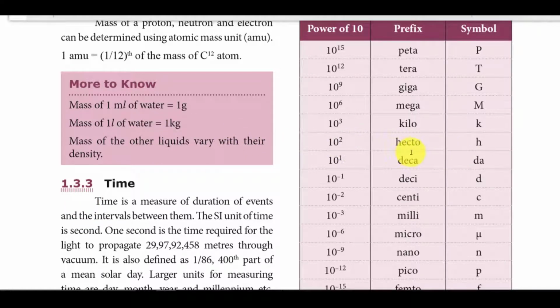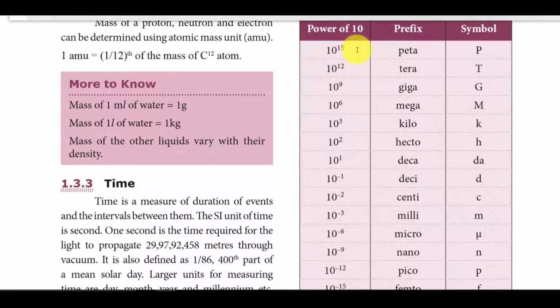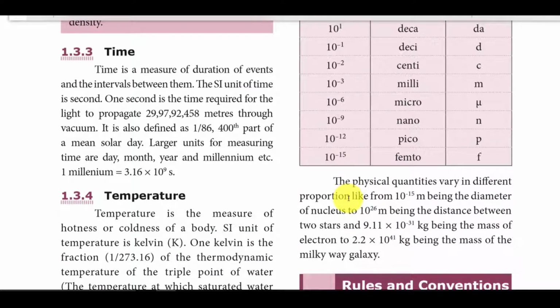10 to the power of 2 is hecto, 10 to the power of minus 2 is centi, 10 to the power of 1 is deca. So we never denote 1 in the power. 10 to the power of minus 2 is centi, 10 to the power of minus 1 is deci. You might have noticed the symbols used corresponding to the powers of 10. Sometimes we are using higher powers of 10 and sometimes lower powers of 10 according to the situation, whether it is to measure larger distances or smaller distances.